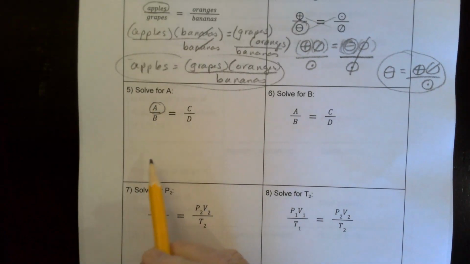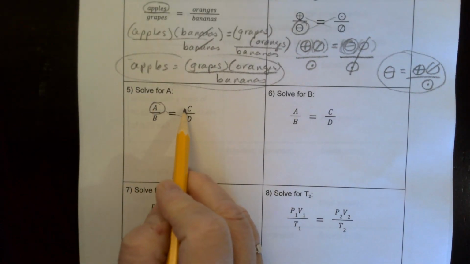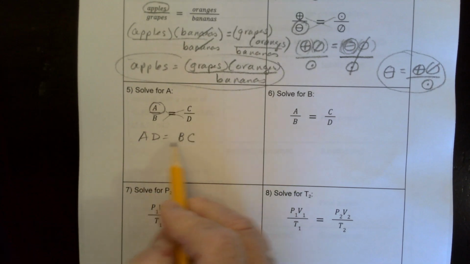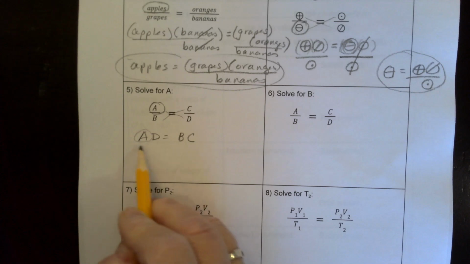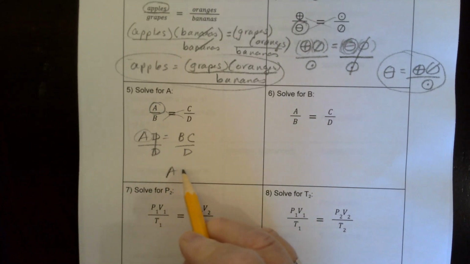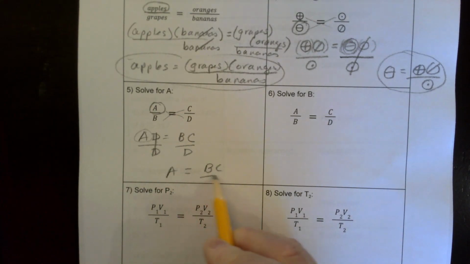Solving for A, again, cross multiplication. I have A times D equals B times C. I'm still trying to solve for A, but I have D in the way, so I'm going to divide both sides by D, and I'm going to get an answer of A equals BC over D.